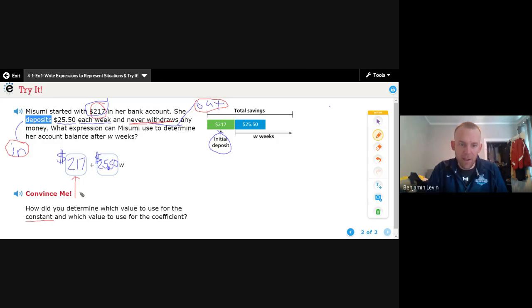That's the constant. And then our coefficient is this number right here that we're going to multiply by the number of weeks. 25.50 a week times however long we go, right? Could be 2 weeks, could be 52 weeks, right? There are 52 weeks in 1 year. There are usually 4 or sometimes 5 weeks in 1 month, depending on how things shake out. So that's how we picked the constant and the coefficient. The 217 will never change, so we call it the constant, right? Constant means unchanging.